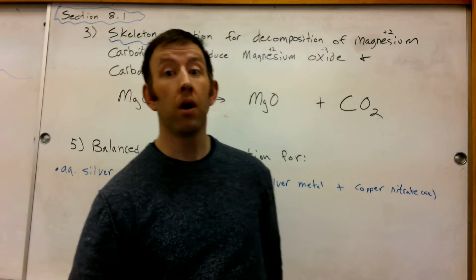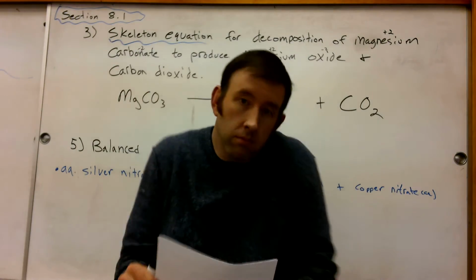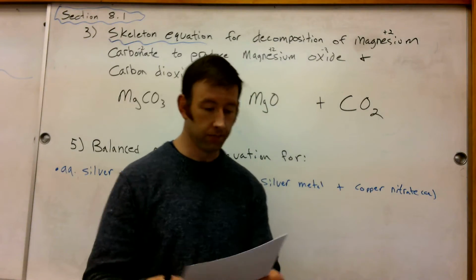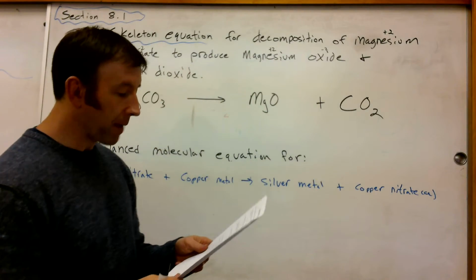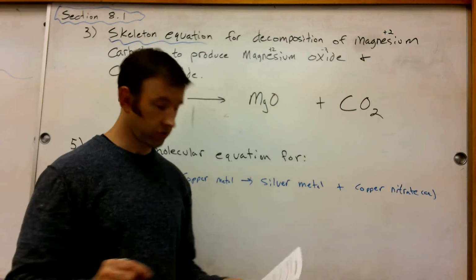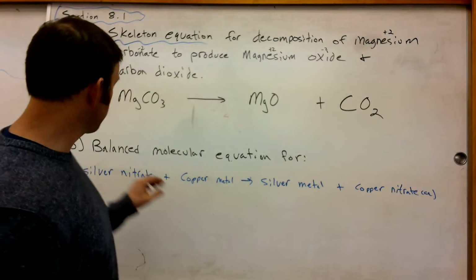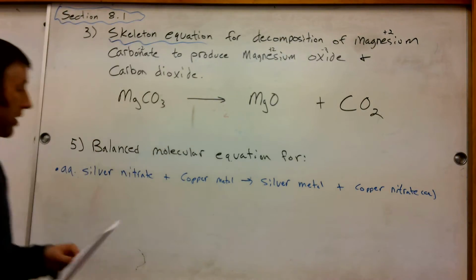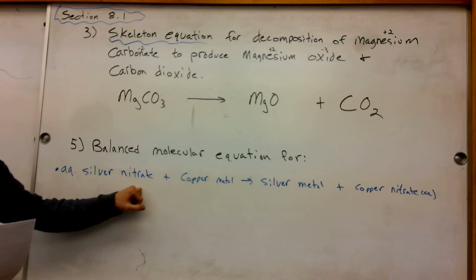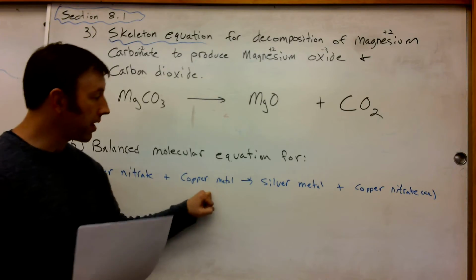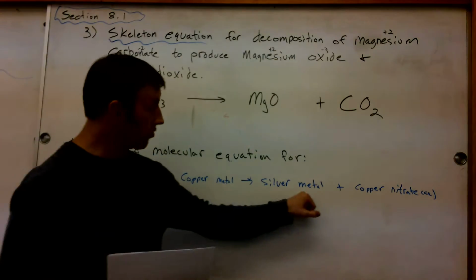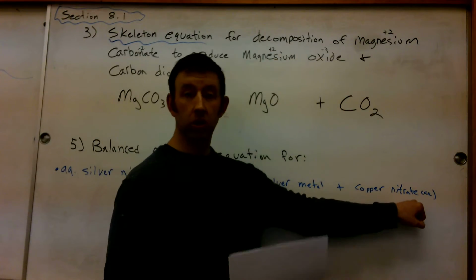So, number 5. All right, gotta loosen up for this one. It says, write a balanced equation for the word equation. So we're doing the same thing for 5 and 6, but we're just gonna do number 5 together. The word equation is aqueous silver nitrate plus copper metal yields silver metal plus aqueous copper nitrate.